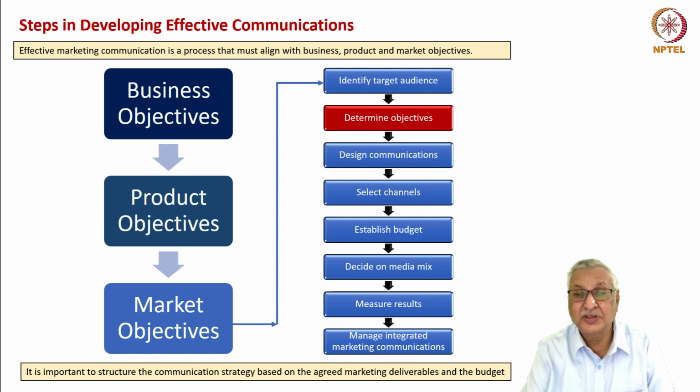Measuring the results is the next stage. And finally, we have to have an integrated marketing communication strategy for the company. We have to have prefixed marketing deliverables and a budget so that we can make an integrated communication strategy that is both optimal in terms of its impact and in terms of its budget compliance.